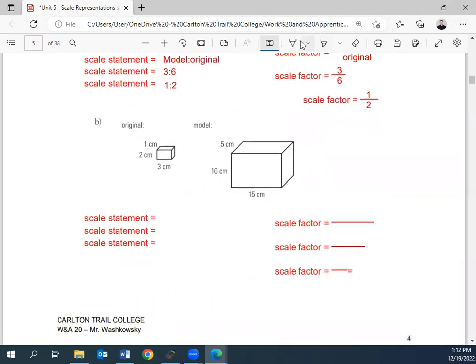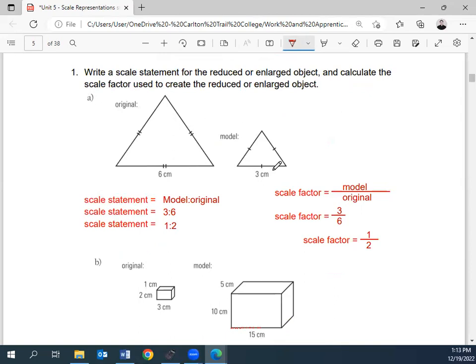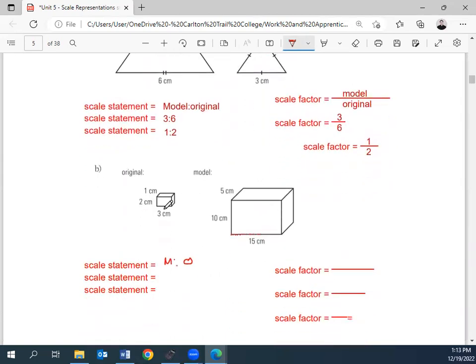Okay, so for question B here, again, you guys have this all figured out, but it's always model to original, right? Model to original. If I wanted to do a scale statement of just this, now I have a 3D object. All the sides are not the same, right? Just take the same line in an object. I'm going to take the bottom of each one. Boom. Now I have 2 things to compare. The model in this case is 15 centimeters.